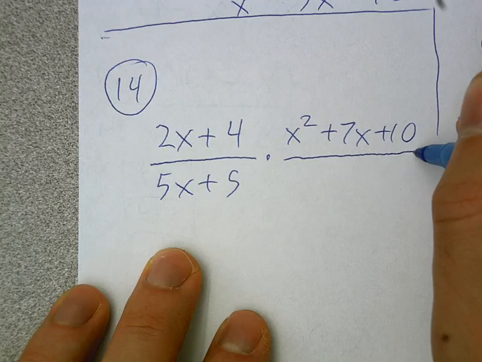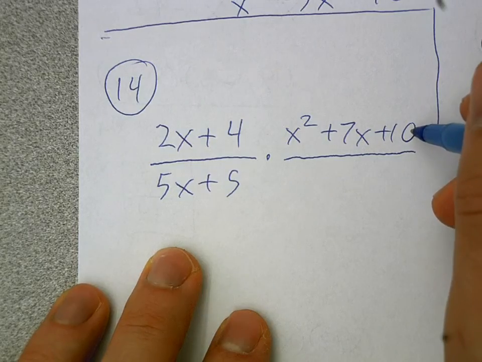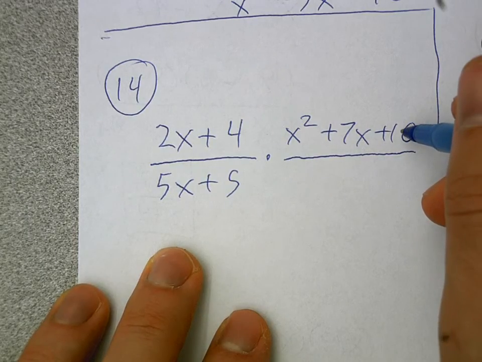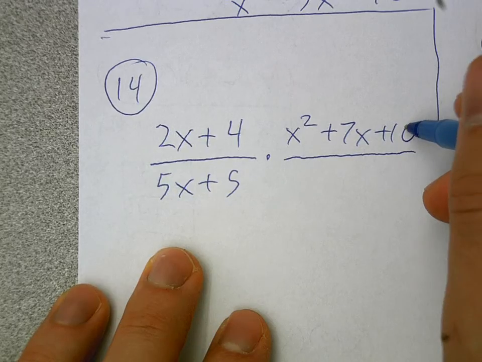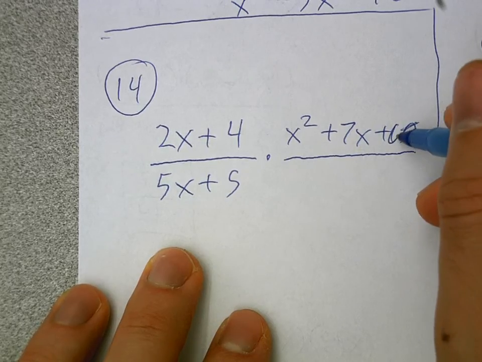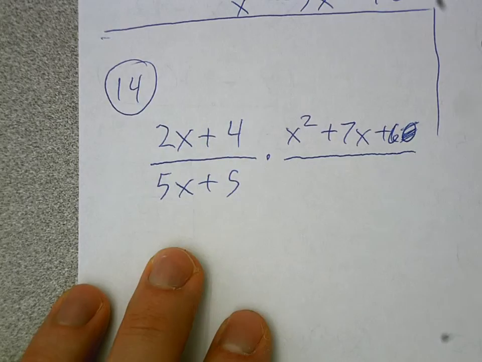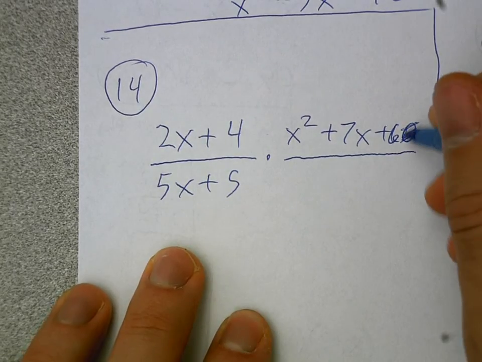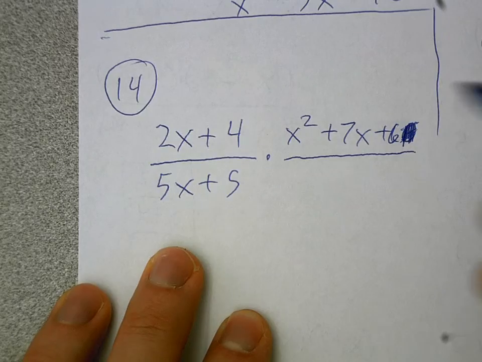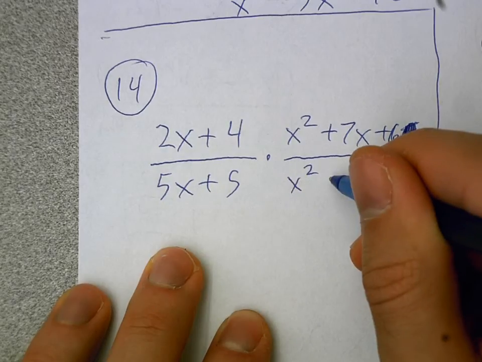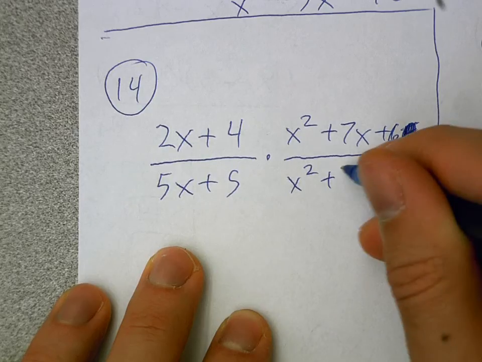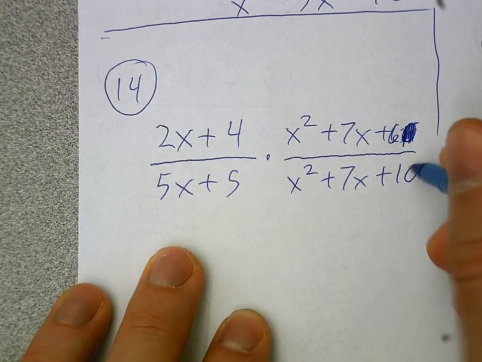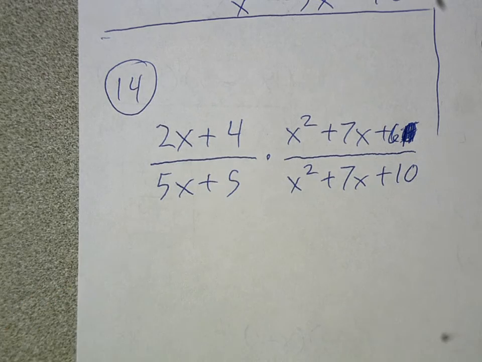Actually, no. Sorry, that's not going to work. Make this right here a 6. x squared plus 7x plus 6. On the bottom, let's make that one the x squared plus 7x plus 10. That should be better. Give this one your best shot, okay? Give it your best shot there.